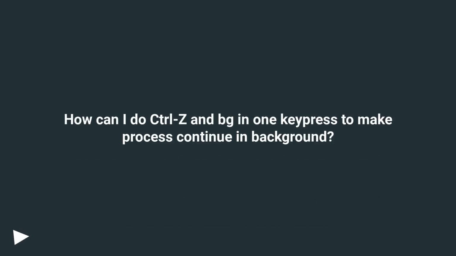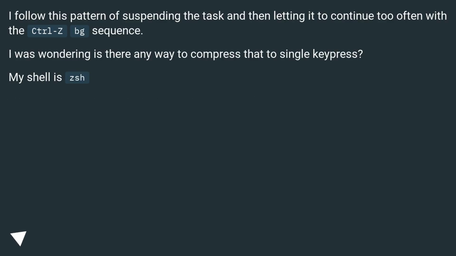How can I do Ctrl-Z and bg in one key press to make a process continue in the background? I follow this pattern of suspending the task and then letting it continue too often with the Ctrl-Z, bg sequence. I was wondering, is there any way to compress that to a single key press? My shell is zsh.